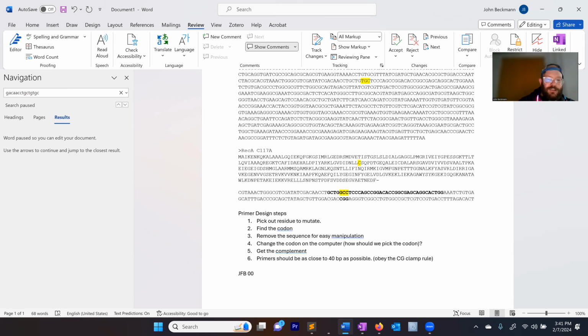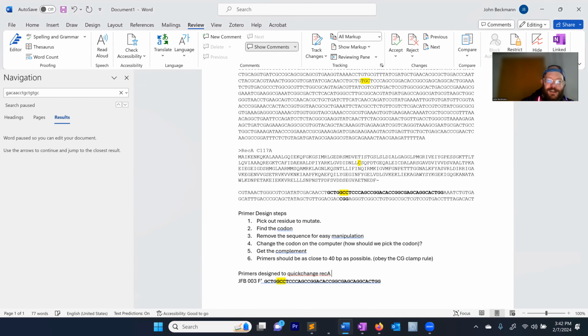JFB 003 F. It's the forward primer. Okay, and let's annotate these primers. Let's say primers designed to quick change. That's another word for site-directed mutagenesis.